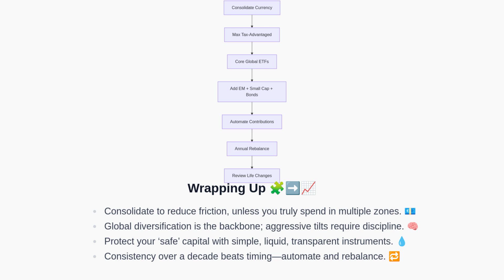To summarize, consolidation can reduce friction and risk unless you truly spend across multiple currency zones. Global diversification should anchor your portfolio, while any aggressive tilts demand discipline and rebalancing. Protect safe capital using simple, liquid, and transparent instruments. Over long horizons, consistency is more important than timing, so automate contributions and rebalance annually.